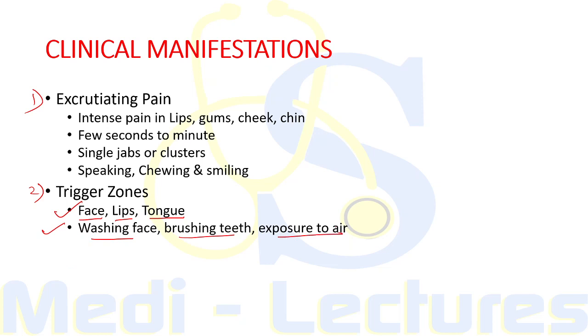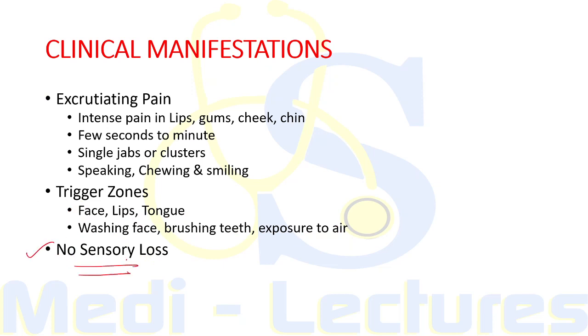exposure to the air. It is very important to note that there is no sensory loss in patients of trigeminal neuralgia, that is, the pain is the only feature and there is no abnormality in the sensory distribution of the nerve as well as the motor distribution of the nerve. There will be no objective signs of sensory loss.